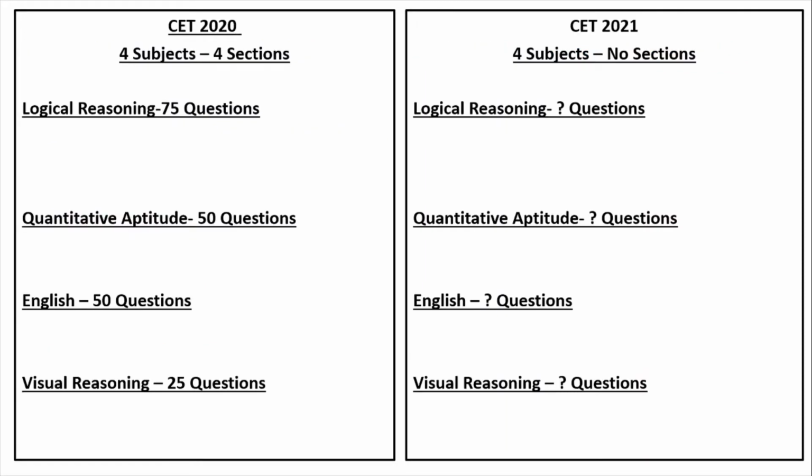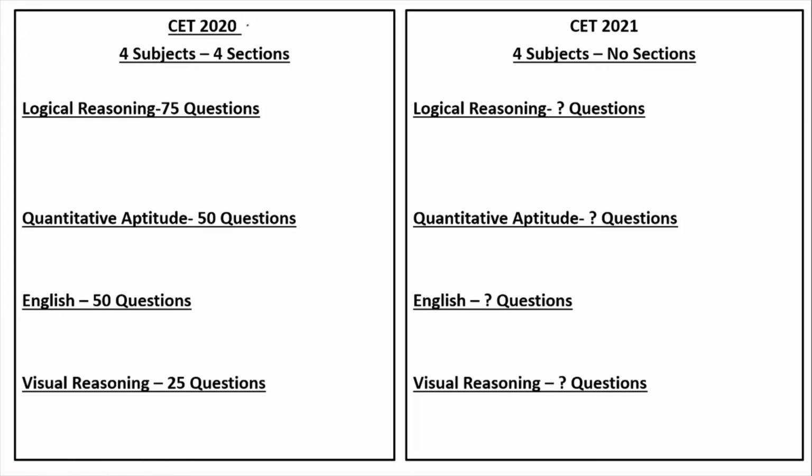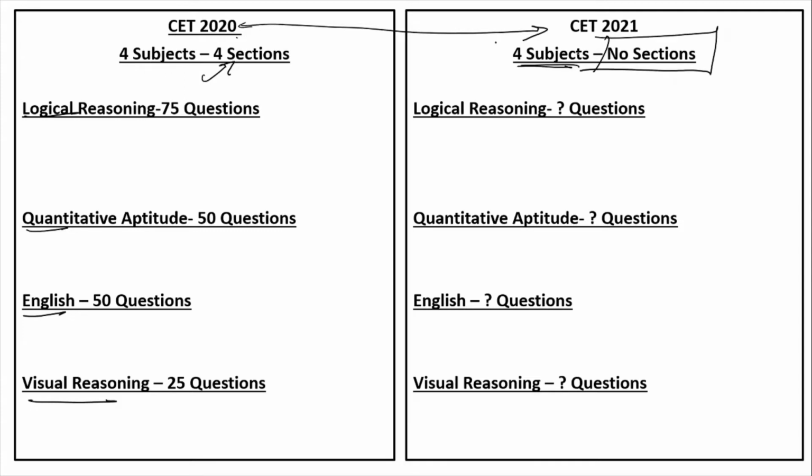So before we understand the expected pattern of MBA CET 2022, let's first try and understand what changed from CET 2020 to CET 2021. As you all know, there are four different subjects: logical reasoning, quantitative aptitude, English, and visual reasoning. There were the same four subjects in CET 2021 as well. But the major difference was that CET 2020 had four sections and CET 2021 had absolutely no sections. So what do I mean by sections and no sections?